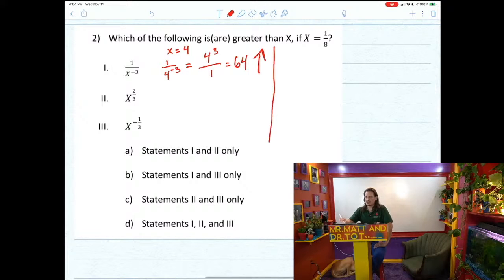So if x were in between 0 and 1, this would produce a decrease. The opposite effect would occur. So statement 1 is not true.